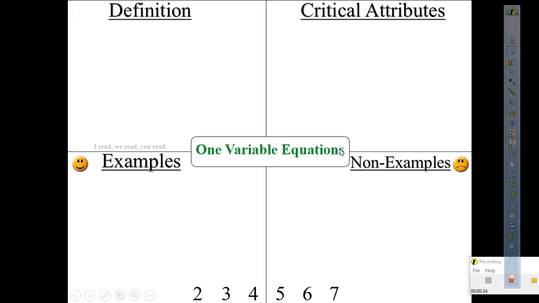Give yourself about 30 seconds and start thinking, what would be a definition for one variable equations in your own words? Don't look at your notes. If you can't recall right away, come up with at least 2 examples and 2 non-examples. And then I'll ask you to share with your neighbor so that they can help. 30 seconds, go.